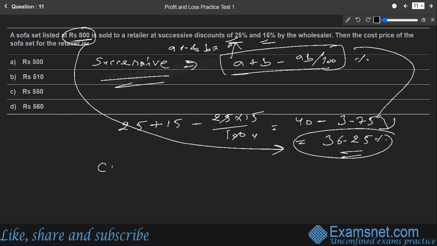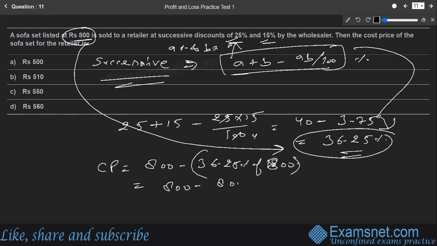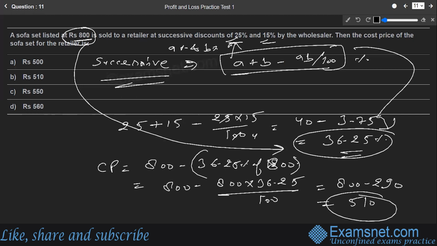Okay, so the sofa set of 800 rupees would have been reduced by 36.25% to give the cost price. So the cost price should be 800 minus 36.25% of 800. That should be the ultimate reduced cost price. So let us find out: 800 minus 36.25% of 800 comes out to be 800 minus 290. If we solve this further, it comes out to be 510 rupees. So after two successive discounts of 25% and 15%, the ultimate price is 510 rupees, and that is the right answer.